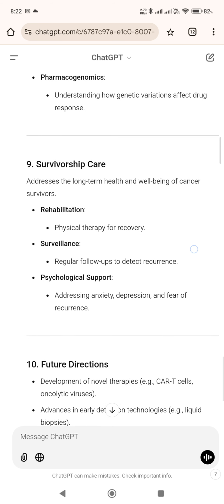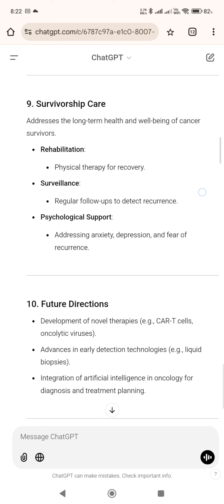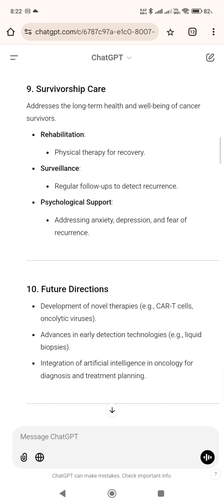9. Survivorship care addresses the long-term health and well-being of cancer survivors. Rehabilitation, physical therapy for recovery. Surveillance, regular follow-ups to detect recurrence. Psychological support, addressing anxiety, depression, and fear of recurrence.